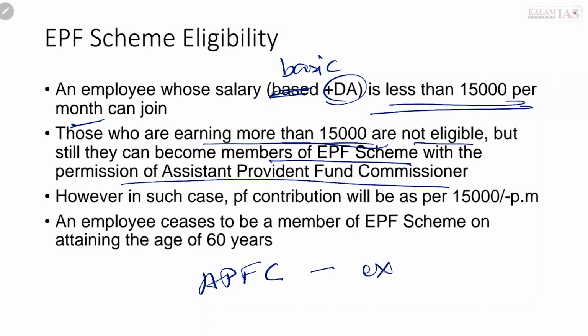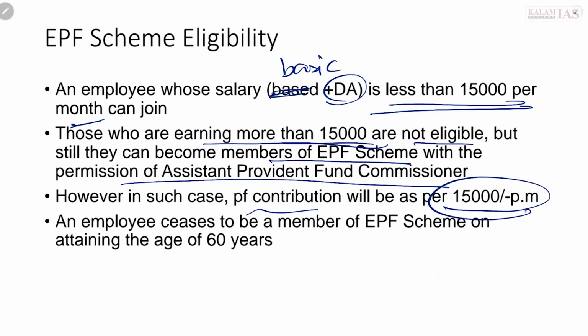Okay, this is also a position which is open through examination in this season. However, in such a case, the Provident Fund contribution will be as per rupees 15,000 per month only. It will not be as per 1 lakh rupees. If an employee is earning 1 lakh rupees, does not mean they will get PF contribution at the same rate.